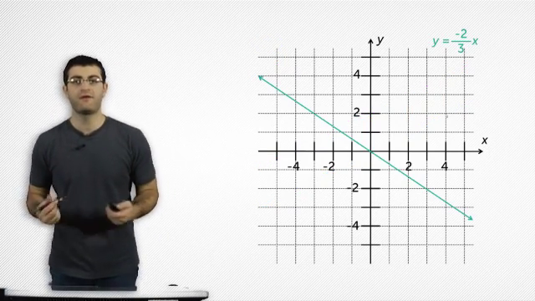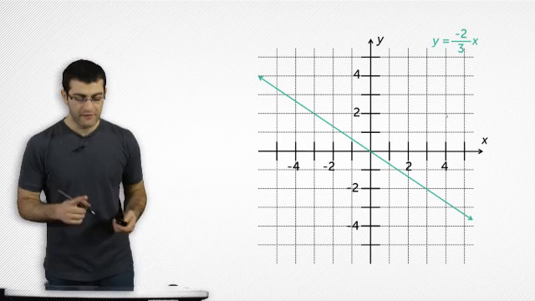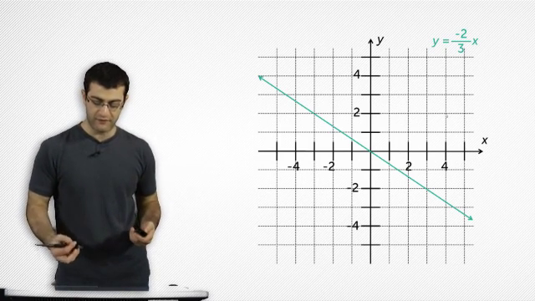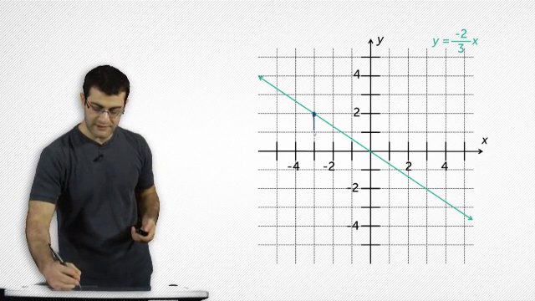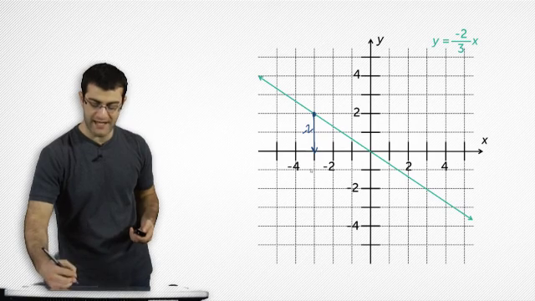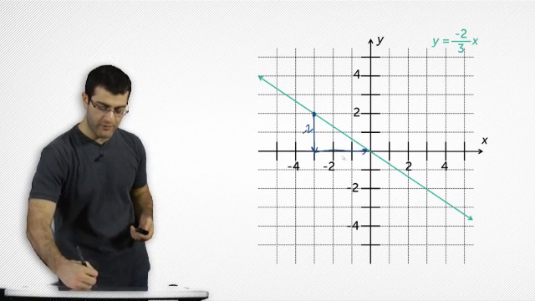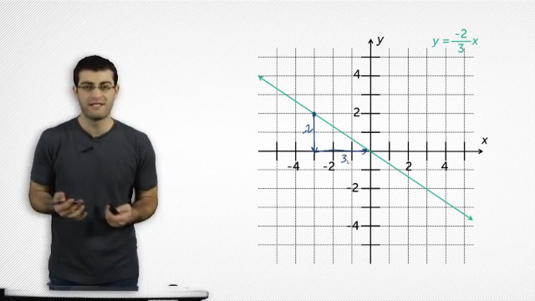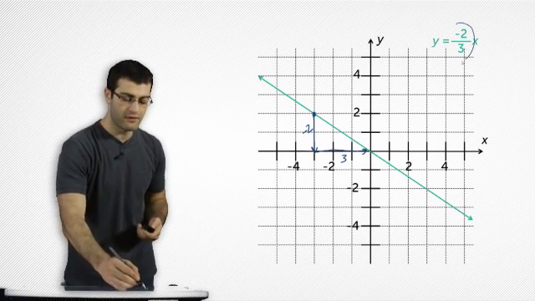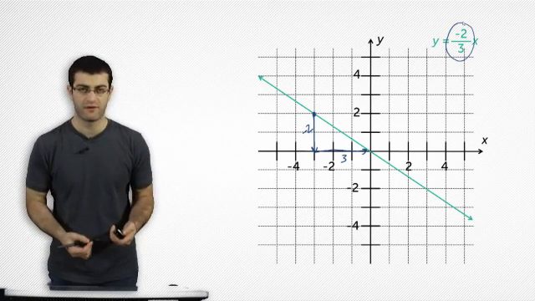All right, let's take a look at another example with a negative slope. This one has a slope of -2/3. And how do I know that? Well, I just go down 2 points, so my rise is -2, and then over 3 points. So my rise over run is -2/3, or the equation y equals -2/3 x.